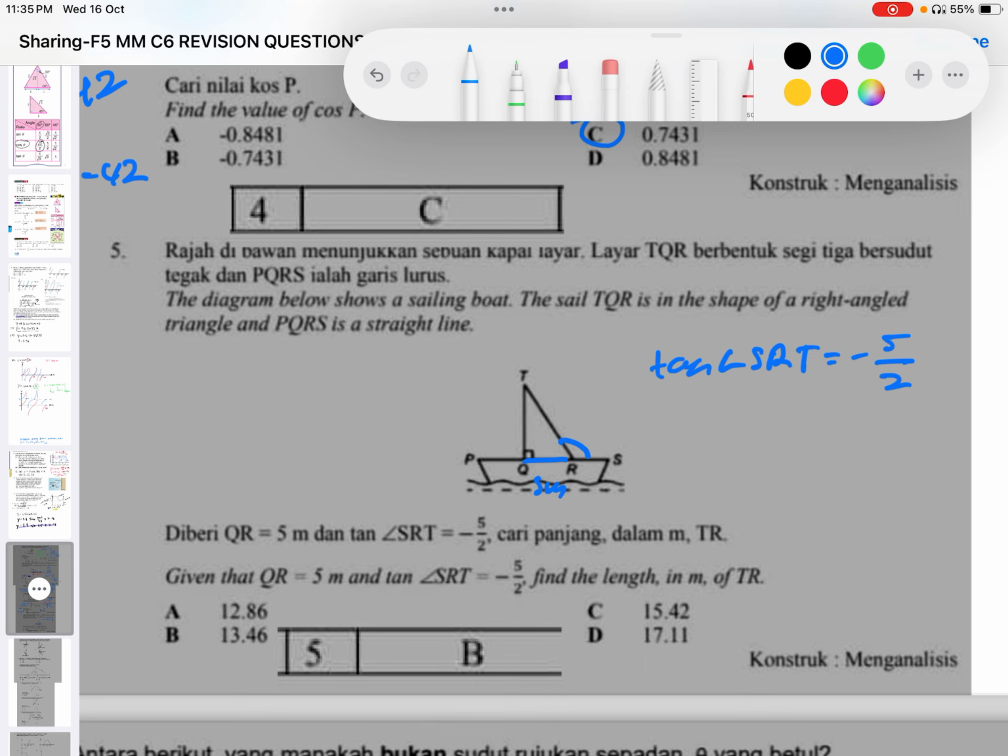So that's the corresponding angle. If it's not the corresponding angle, there's not going to be a negative there. So it's going to be tangent TRQ is going to be 5 over 2. So tangent is going to be opposite and adjacent, right? So the adjacent is going to be 2, and the opposite is going to be 5.